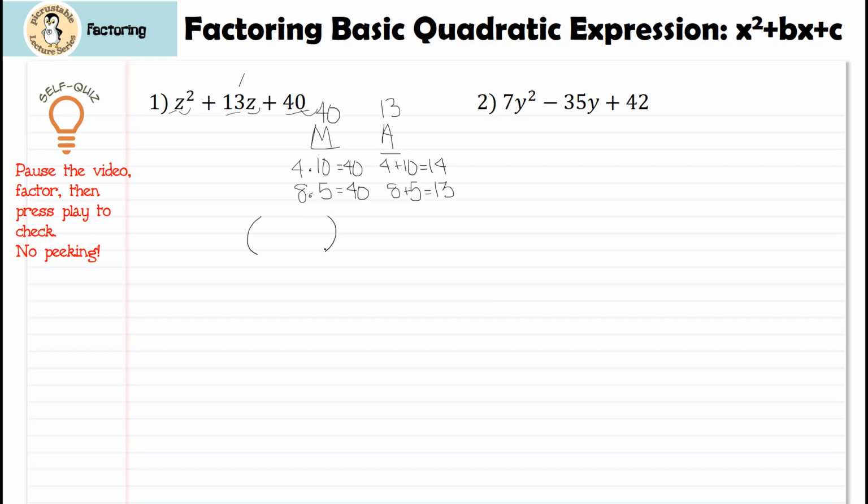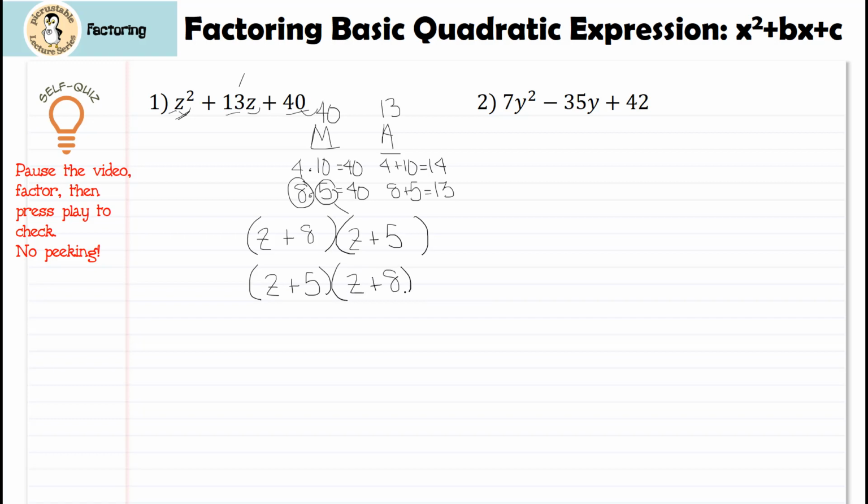So let's make our parentheses. Make sure they hook, because that means multiplication. I have z squared, so I have to have a z and a z. Now the second part, here's my plus 8, and here's my plus 5. Perfect. Some of you may have said 5 times 8. In that case, you'll have z plus 5 times z plus 8.